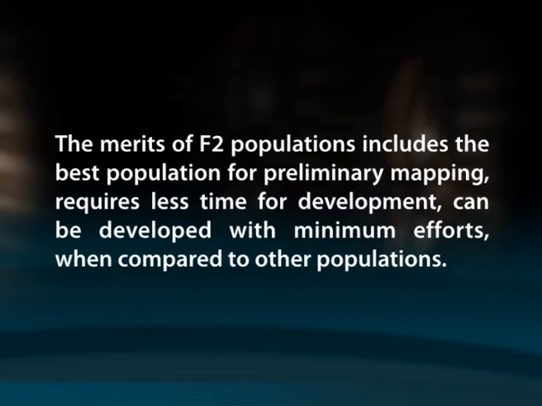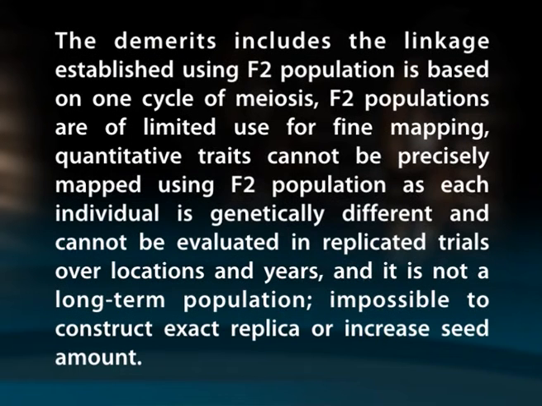The merits of F2 populations include that it is the best population for preliminary mapping, requires less time for development and can be developed with minimum effort when compared to other populations. The demerits include that the linkage established using F2 population is based on one cycle of meiosis. F2 populations are of limited use for fine mapping.